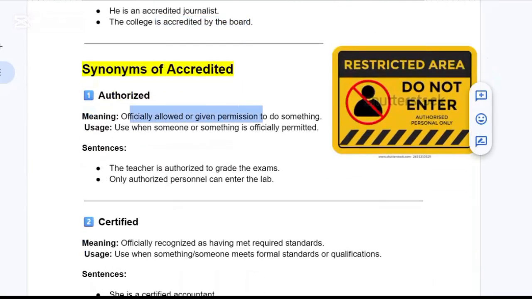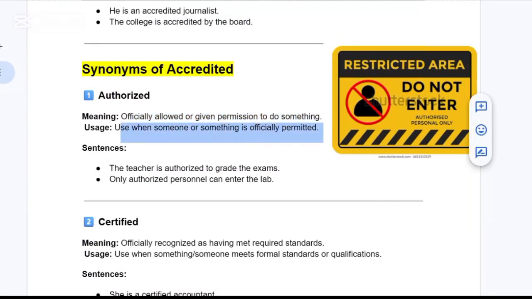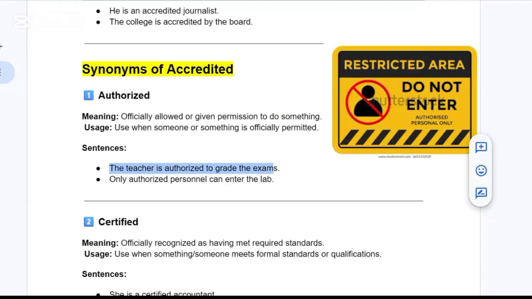Officially allowed or given permission to do something. It is used when someone or something is officially permitted. The teacher is authorized to grade the exams. Only authorized people can enter the lab.